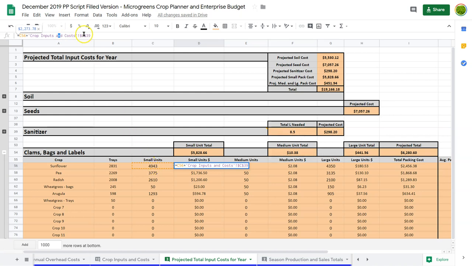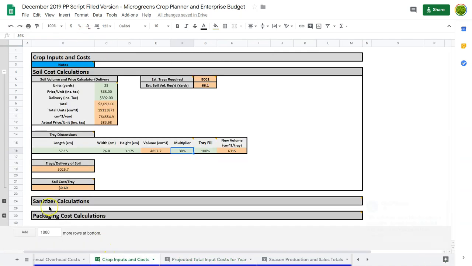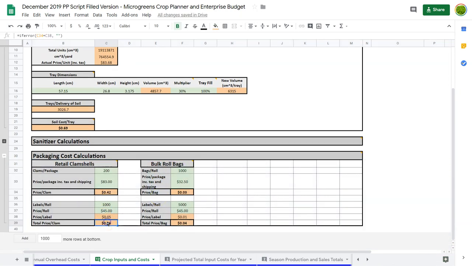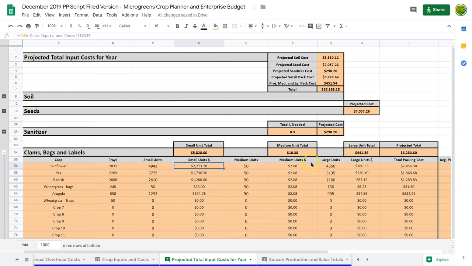And you could change this. We're drawing from cell C39. Let's just take a look at that here. Cell C39 for clamshells. And if I put another, I could do like a cheaper clamshell here, and we could shift that number around. And then our roll bags is going to be another one. It's F39 here. So that's going to be for a different calculation.